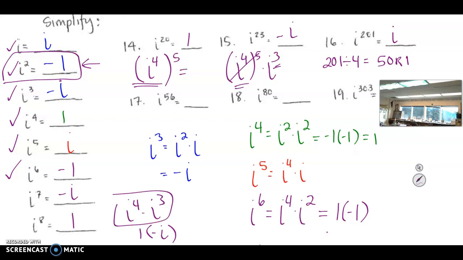What if the remainder is 4? It'd be 1, because if it's a remainder of 4, it means that 4 is going to go into it evenly, because there can't be a remainder of 4, since we're dividing by 4.